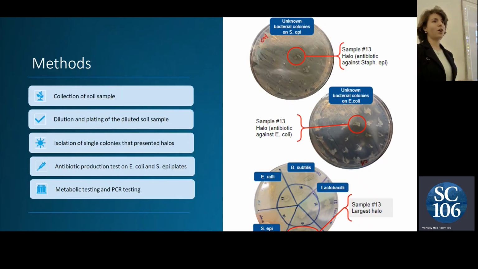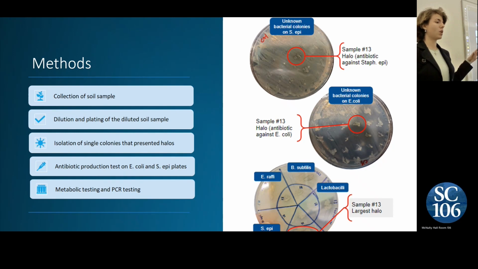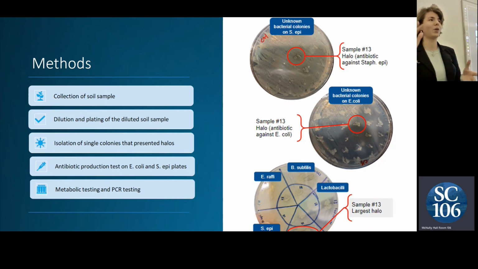So methods. First of all, as I explained, we collected soil samples. Then we had to dilute samples to narrow down the amount of bacteria that we were finding in the end. So from the collection that we had, we narrowed it down to a library. Finally, after the dilution and isolation of a library, we plated it on E. coli and Staph epi. This gave us an opportunity to observe if halos are present.